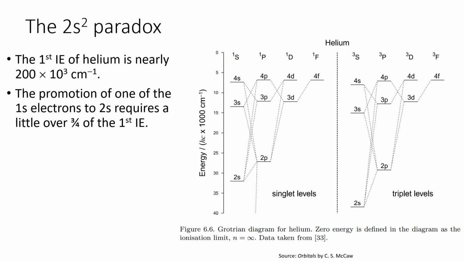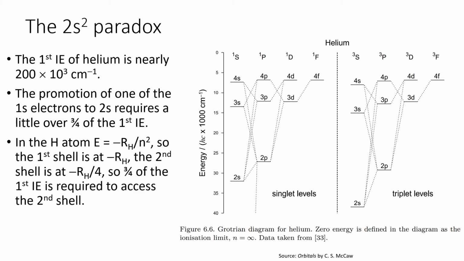So it's like you're going from minus 200,000 wave numbers up to sort of minus 30-odd thousand wave numbers. So using over 3/4 of the ionization energy to get 1 electron from the 1s subshell to the 2s subshell.